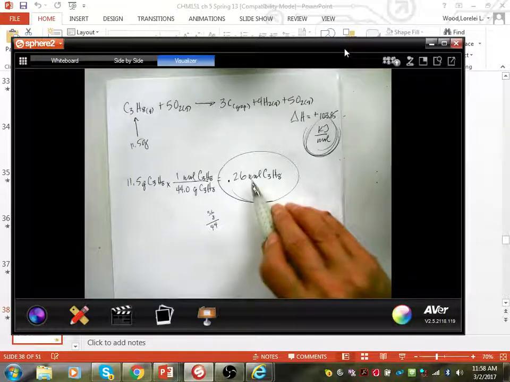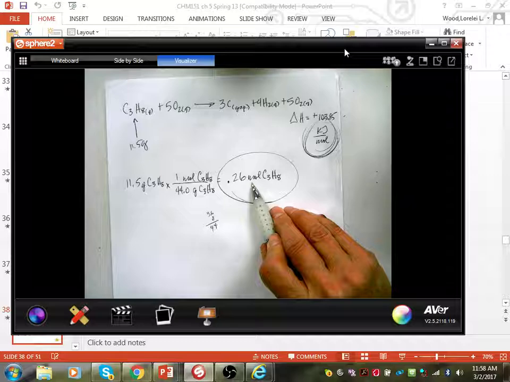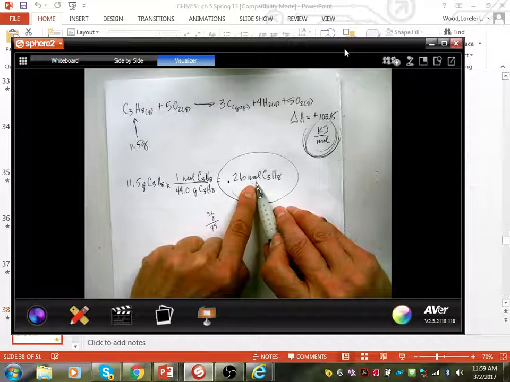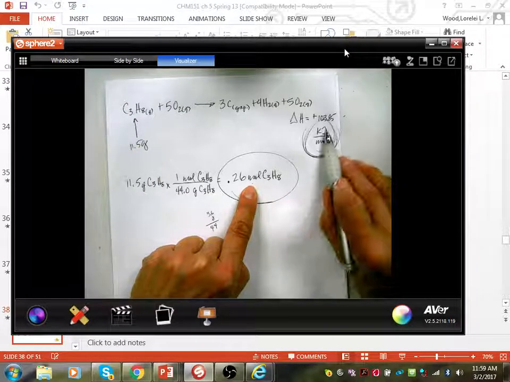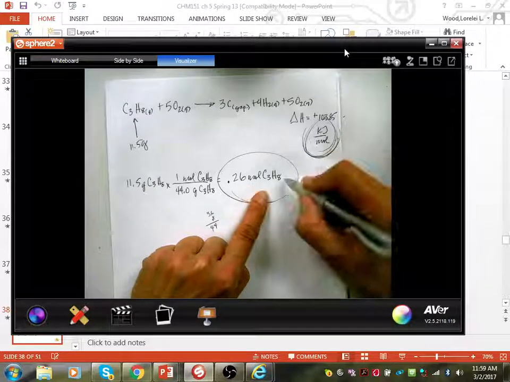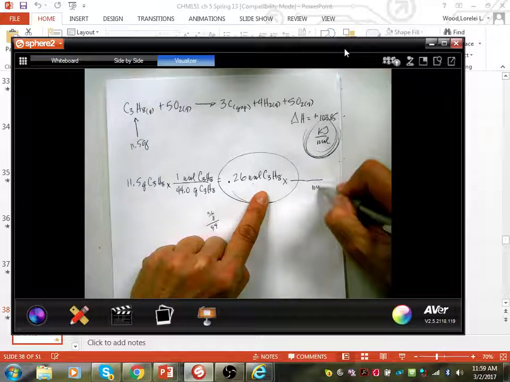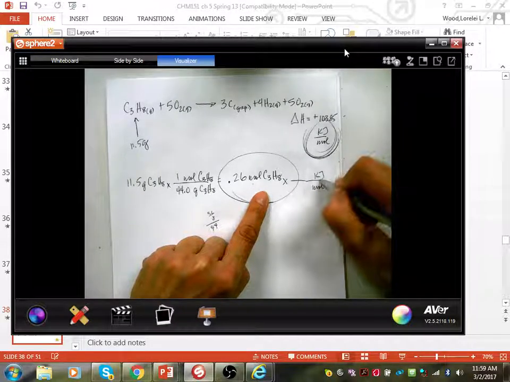I've got moles, right? I want energy. The question asked, how much energy would it take? How much energy would I have to put in order to decompose all that 11.5 grams? Well, now I know how many moles it is. And this is my quantification of energy per mole. So all I got to do now is set it up with moles on the bottom, kilojoules on the top.